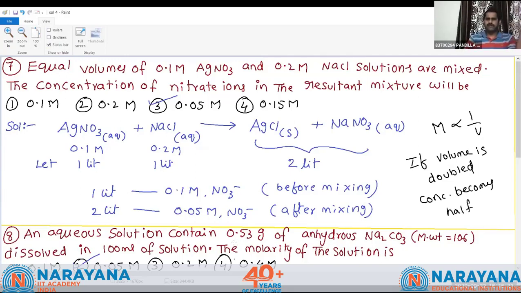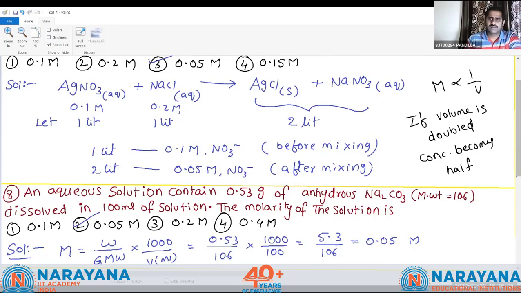Here, AgNO3 has 0.1 M and NaCl 0.2 M, having equal volumes. So both have equal volumes. Whenever they have equal volumes, both solutions' volume will be doubled. When volume doubles, the concentration of NO3 minus will be half. That's okay. Please come to the further discussion about the 8th question.